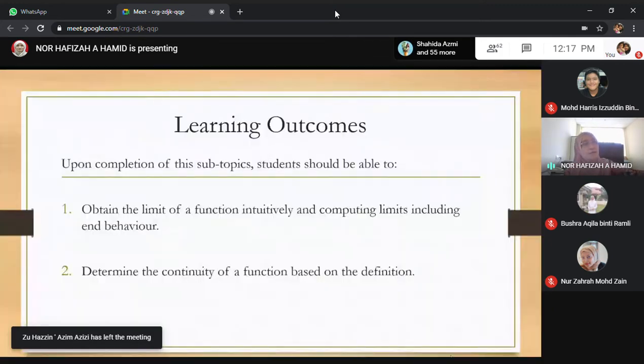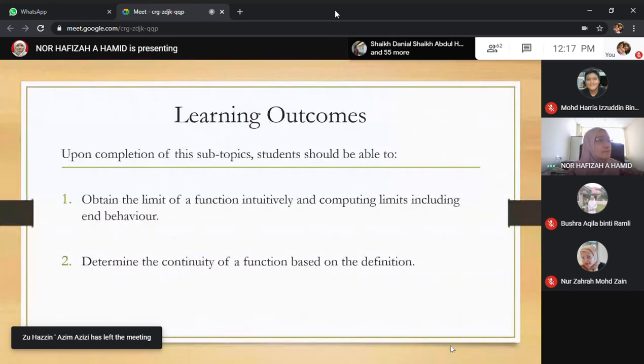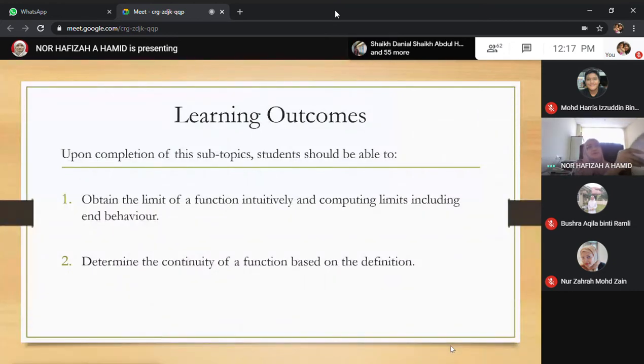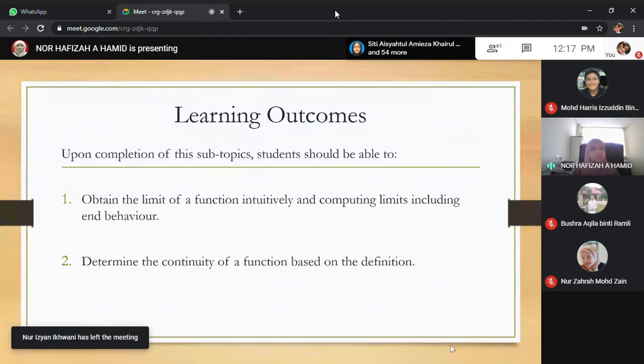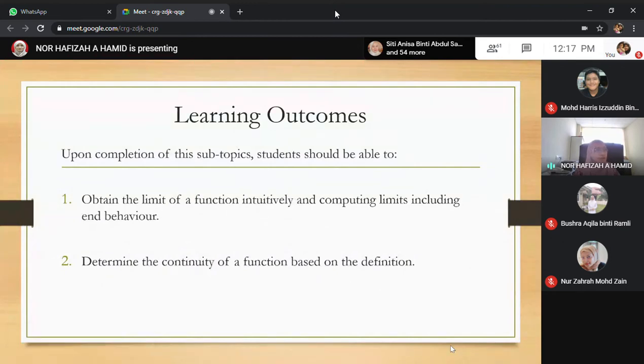Okay, so for learning outcomes. If you refer to your notes, learning outcomes for chapter 1, we have 5. So ini saya ambil the first two of the learning outcomes. Number 1, obtain the limit of a function and computing limits, including end behavior. And number 2, determine the continuity of a function based on the definition.